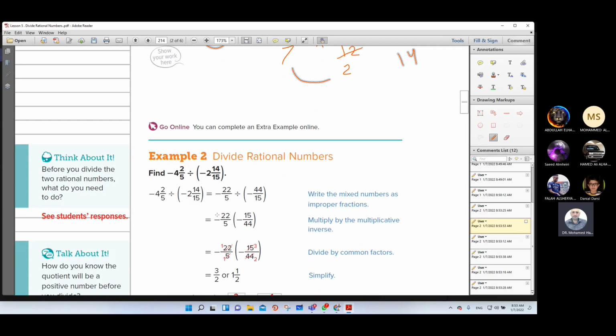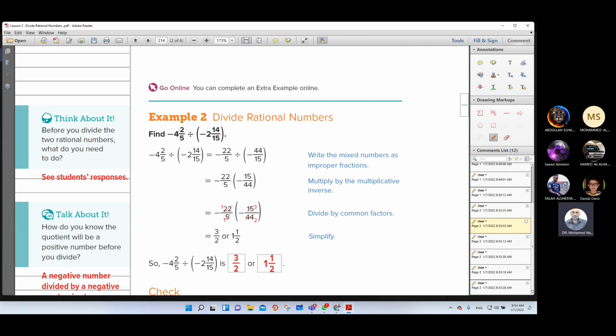In this example, find negative 4 and 2 over 5 divided by negative 2 and 14 over 15. Here you have mixed numbers. Always when you have a mixed number, the first step is to change the mixed number to a fraction. So how to change the first mixed number? 4 times 5 is 20. 20 plus 2 will be 22 over 5. And keep the same sign. Here negative, here negative.